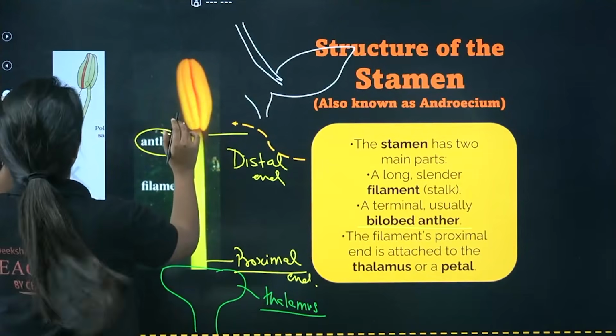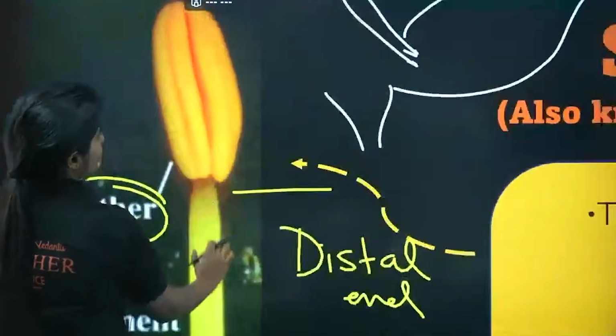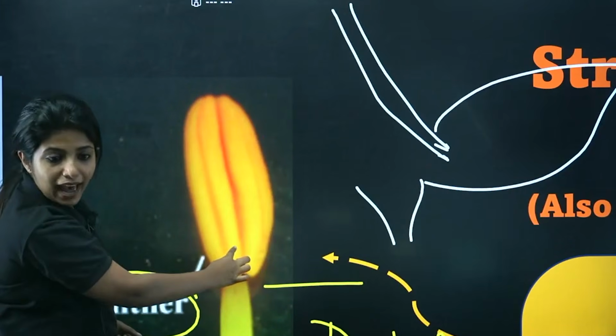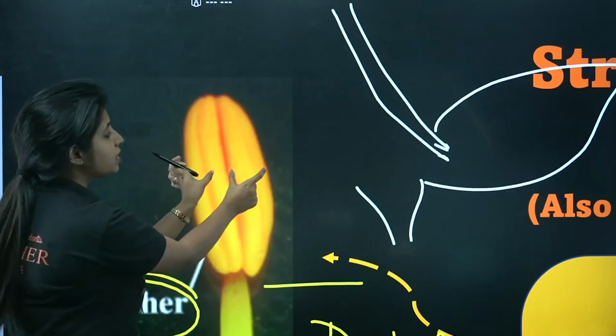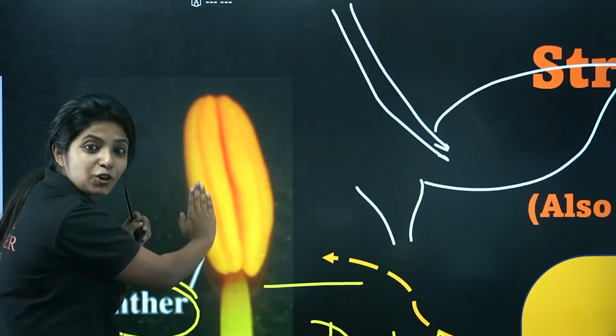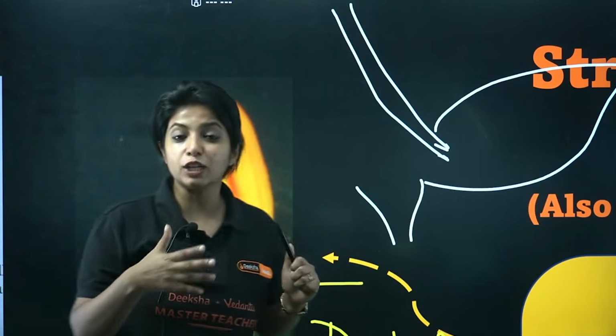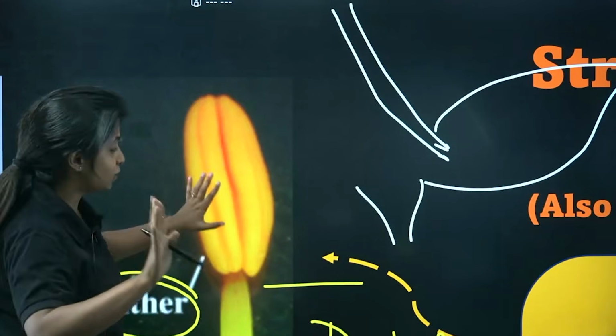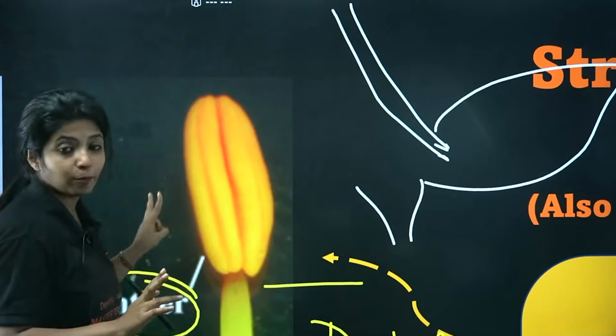So bilobed means, if you look at this particular structure, you will be able to see there is one big line in between, and this big line is dividing things into two. So this is one lobe, and this is the next lobe, which is why you will call this a bilobed structure. Two lobes are there.